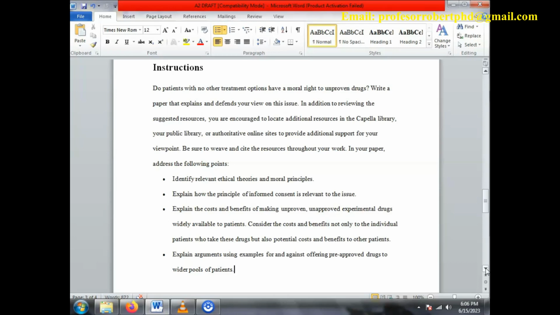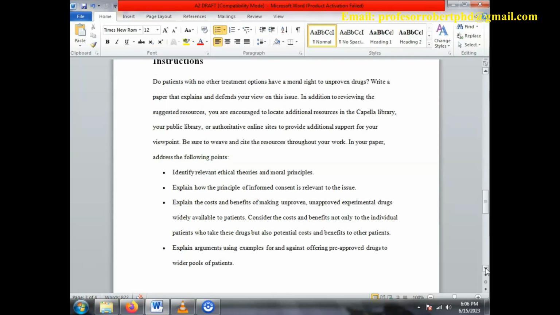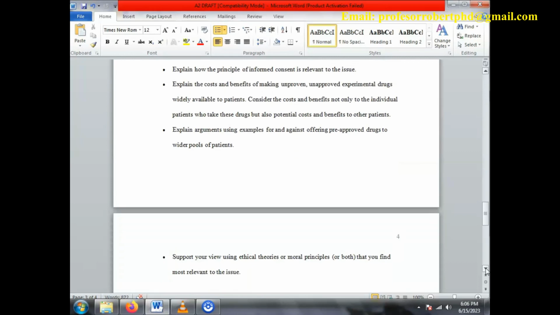Be sure to weave and cite the resources throughout your work. In your paper, address the following points. Identify relevant ethical theories and moral principles. Explain how the principle of informed consent is relevant to the issue. Explain the costs and benefits of making unproven, unapproved experimental drugs widely available to patients. Consider the costs and benefits not only to the individual patients who take these drugs, but also potential costs and benefits to other patients. Explain arguments using examples for and against offering pre-approved drugs to wider pools of patients.